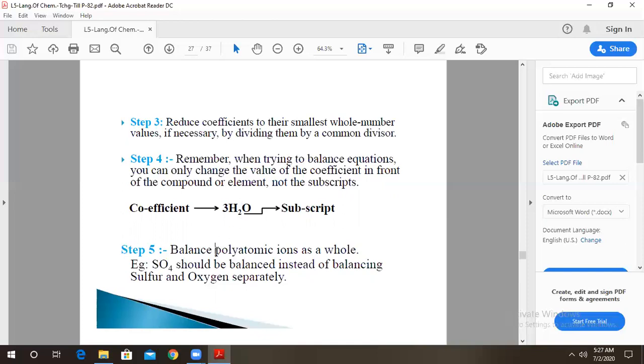Then polyatomic ions should be considered as a whole unit. So this SO4, during balancing, we should consider it as one unit: SO4 1, or as much as you require, 2 SO4, 3 SO4. Do not consider S as separate and oxygen as separate.